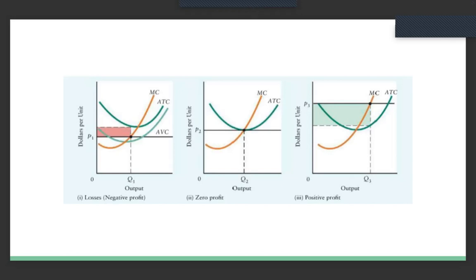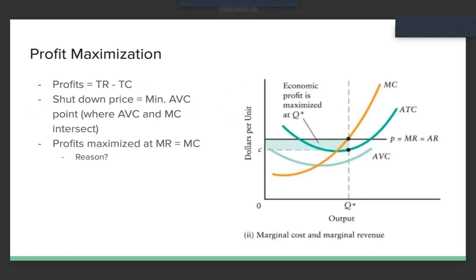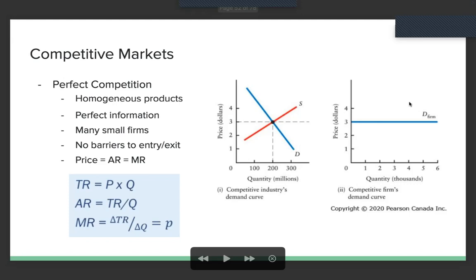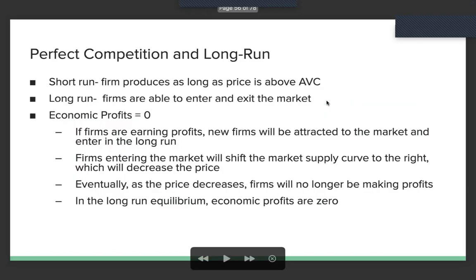Okay, and so on an industry level, the economic profits in the long run are minimized, are zero. But in the short run, individual firms can either have losses, have a zero profit, or have a positive profit, as shown in the three cases.